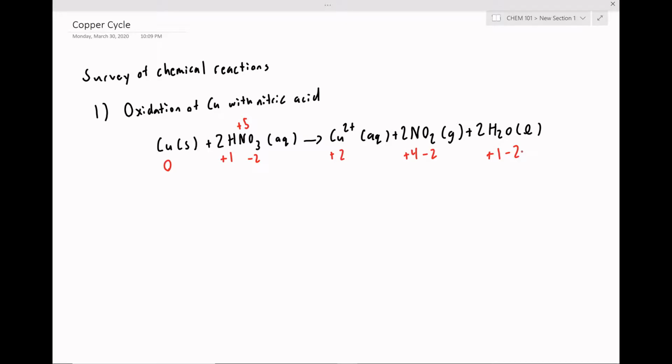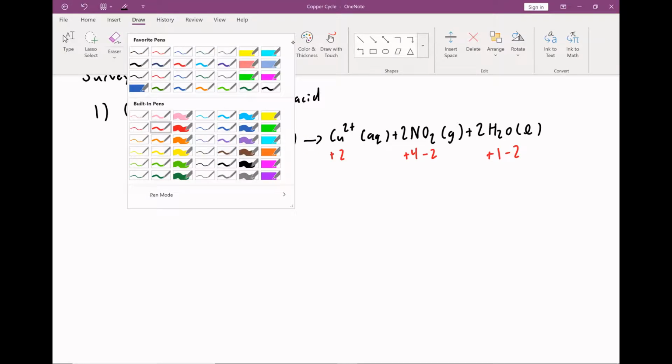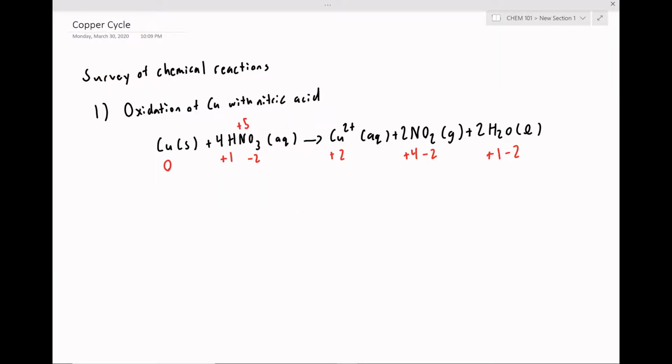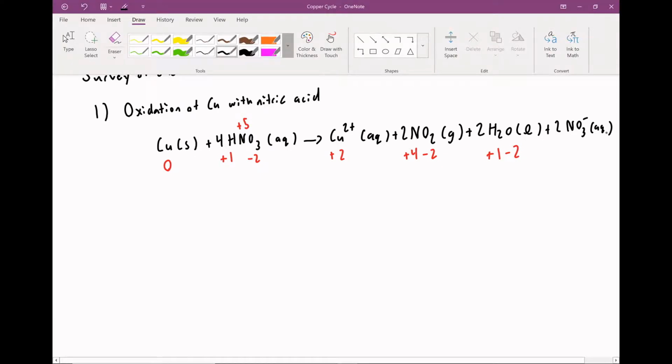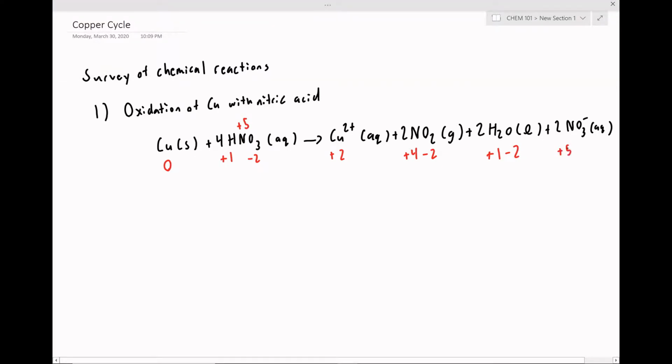Just checking that this equation is balanced here. One moment. So our hydrogens are unbalanced. So let's adjust our coefficients. And then in addition to nitrogen dioxide, we also generate 2 molecules of nitrate ion, aqueous. Now, if we continue looking at our oxidation numbers, in nitrate, the nitrogen oxidation number is +5, the oxygen oxidation numbers are -2.